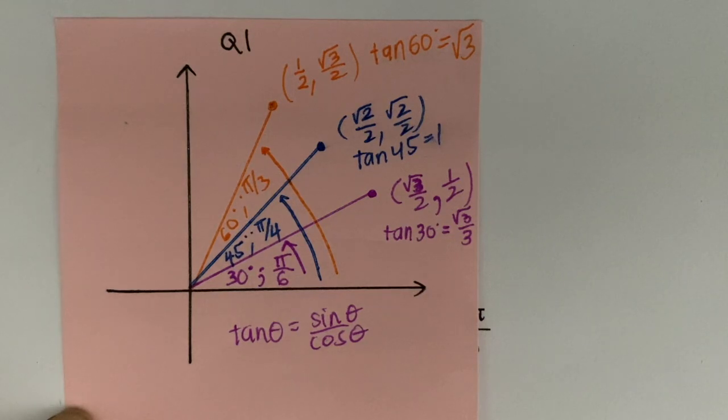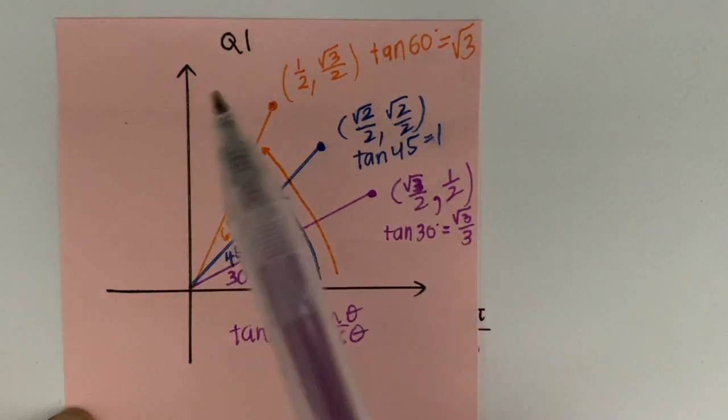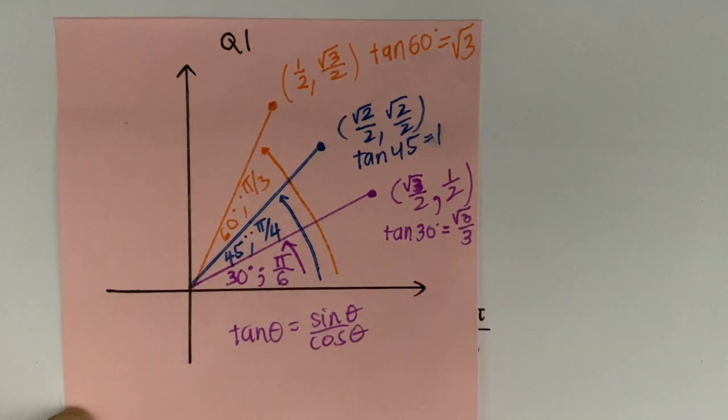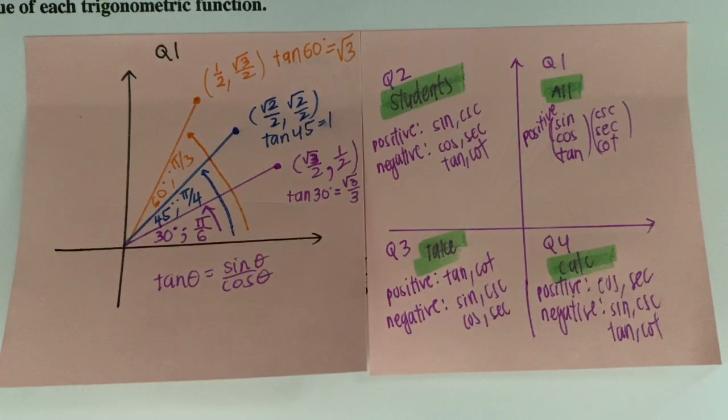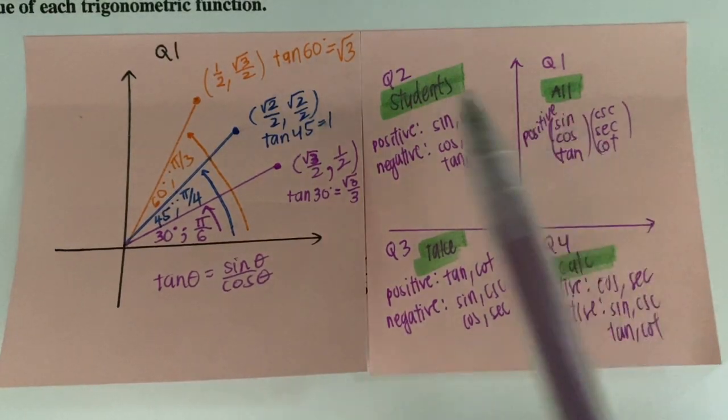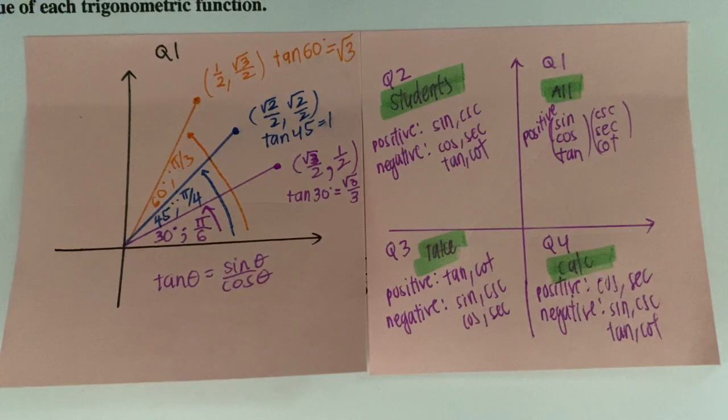So when you're using this method, you just need to remember the cosine and sine values of these reference angles, and then you're going to use that acronym that we learned in our previous video. All students take Calc, and that tells us which trig function is positive in which quadrant. Let's do a quick review of that. So the mnemonic device, all students take Calc, tells us which trigonometric function is positive in its respective quadrant.